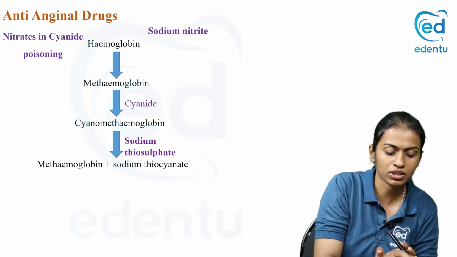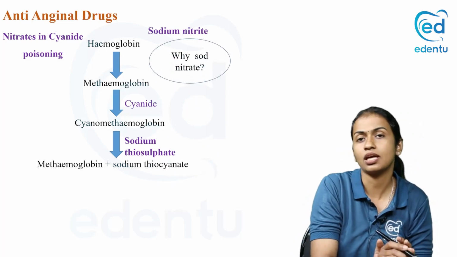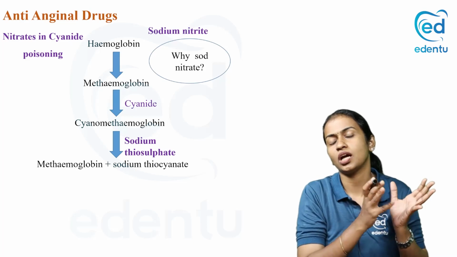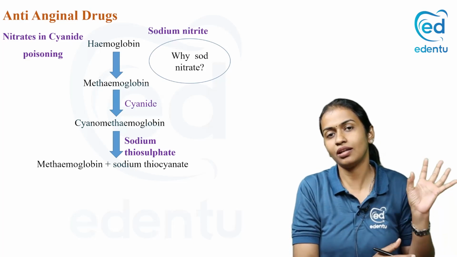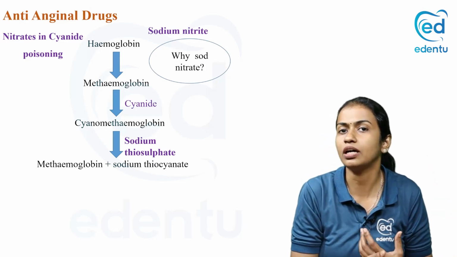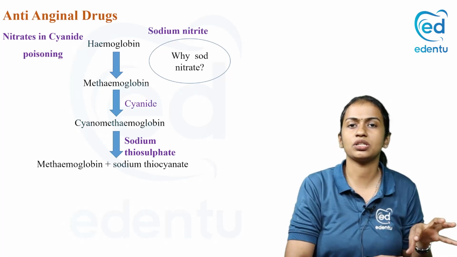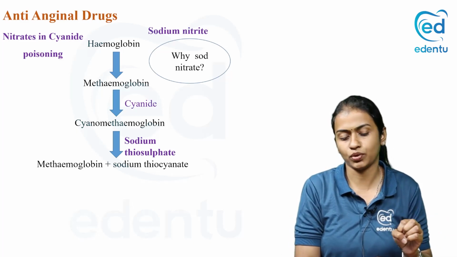So why sodium nitrite? Why not other agents? Because if you are using other potent nitrates in a large dose, that can result in severe hypotension. So that is the rationale for nitrates in cyanide poisoning.